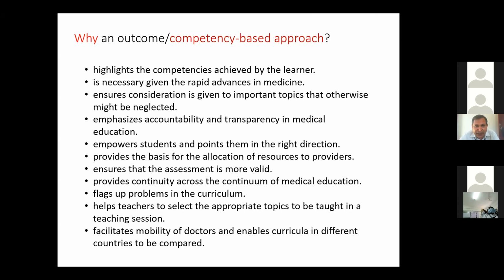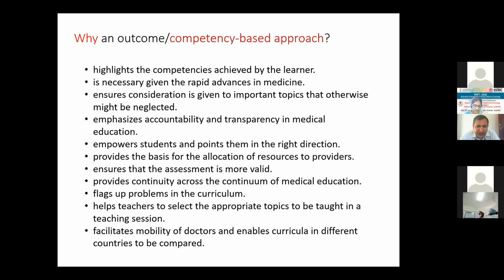In the competency-based approach, there is no duplication. Integrated teaching, there is no duplication. The same things cannot be taught again and again. There is a resource aspect also we have to see, one of the most important factors in all the institutions nowadays. And it helps teachers to select the appropriate topics to be taught in the teaching session. As I told, there is no duplication of topics. They have to take the proper topics to be taught in the proper teaching session.